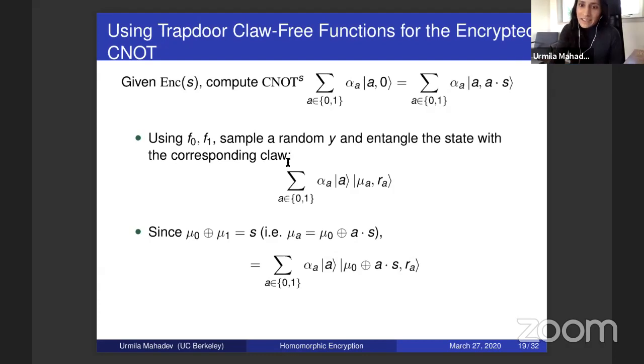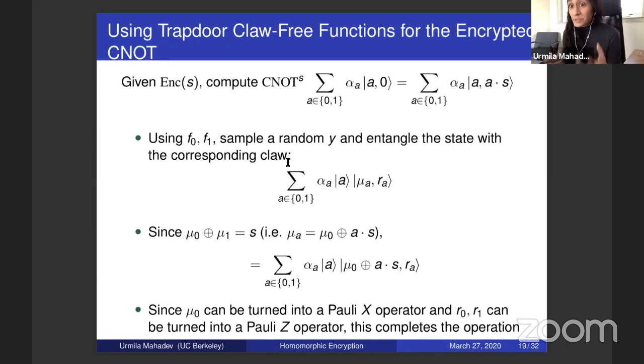And now in this second line, if you compare it to the very first line where I wanted A.S in the second register, it's almost there, but there are two things that are still messing up the state. The first is mu0, but mu0 is just a classical one-time pad. So it's a Pauli X operator. The second thing that is preventing the state from looking like I want it to is this RA. And RA, essentially, it can be turned into a Pauli phase operator.